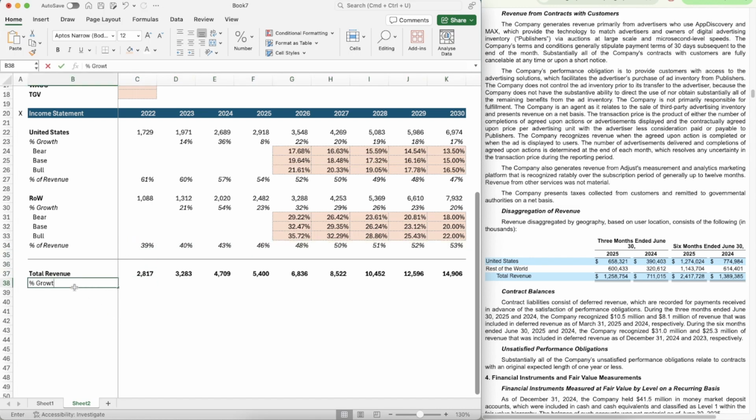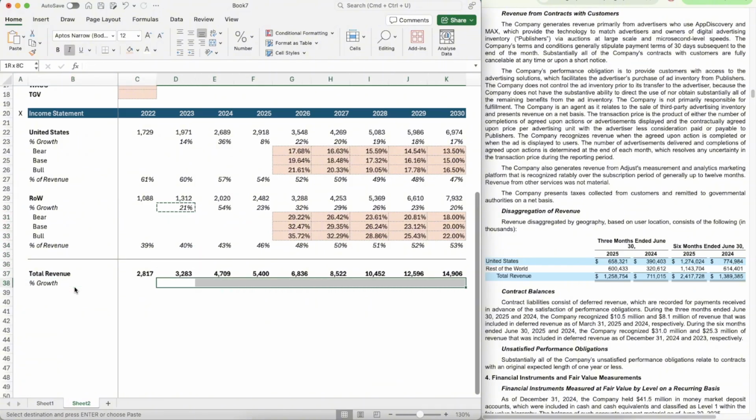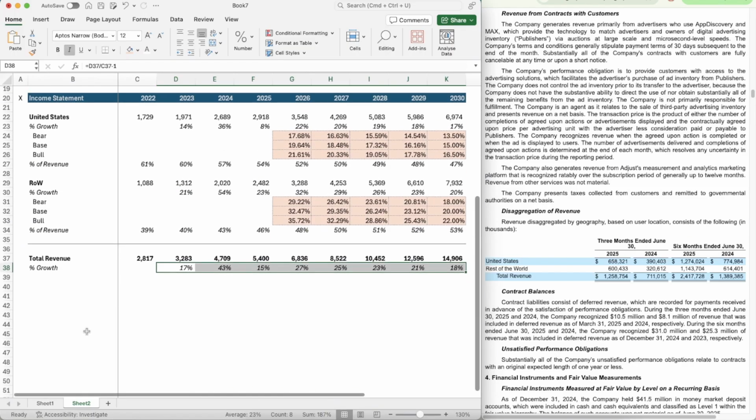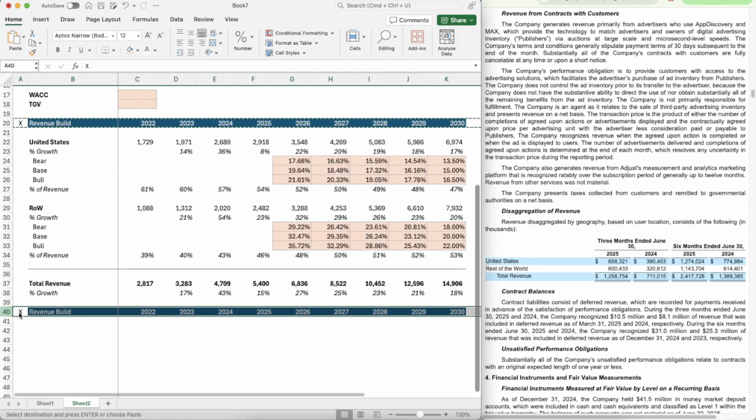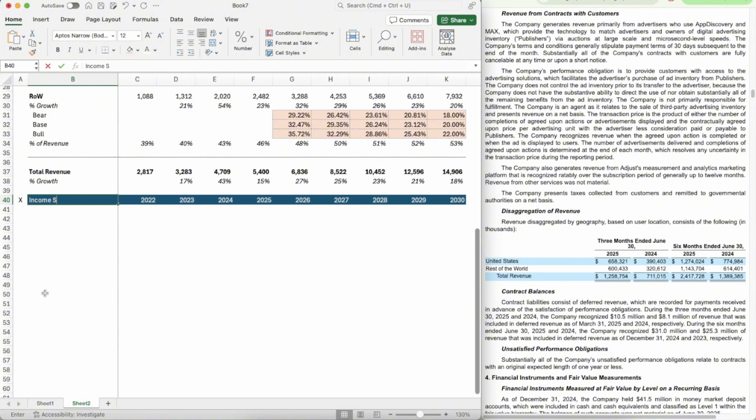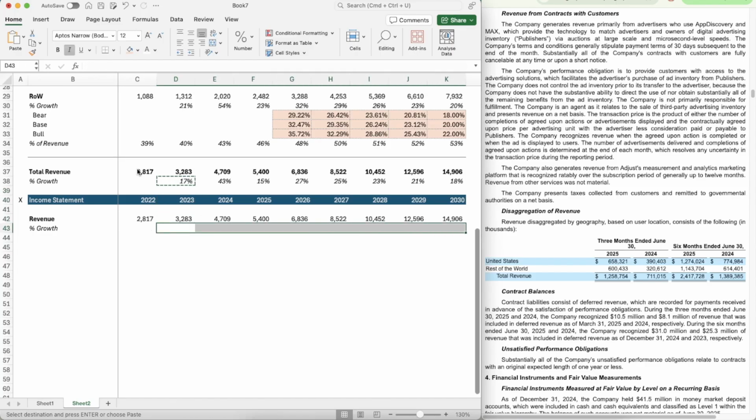There we go. Perfect, looks good. Sorry, this should be revenue build, because we're now going to go on to income statement. Start with revenue, go equal, make sure it is equal because we want it dynamic.